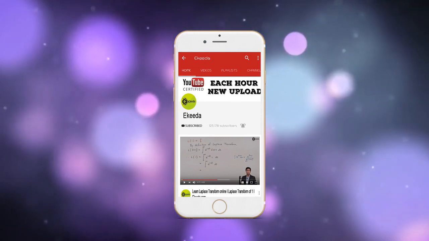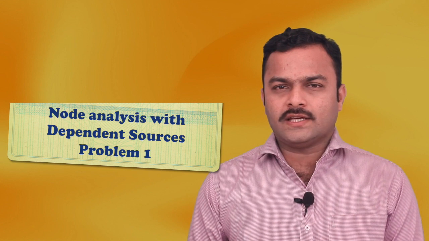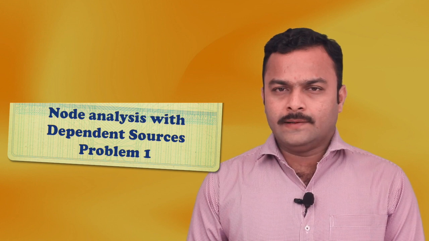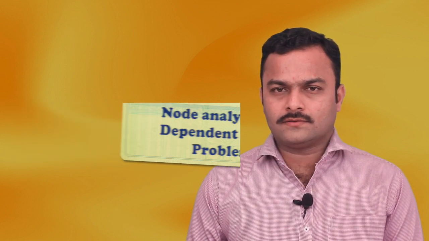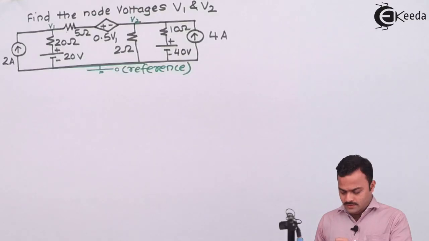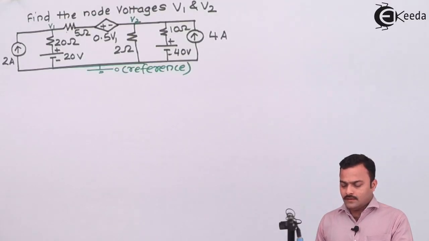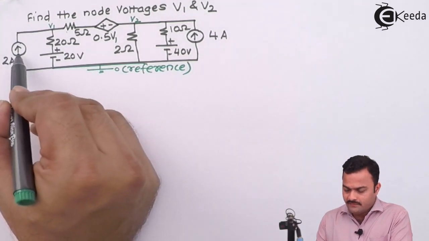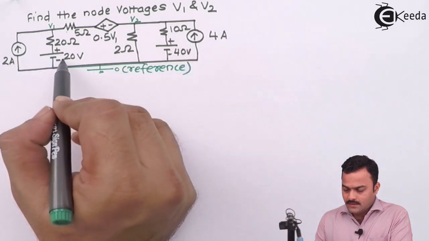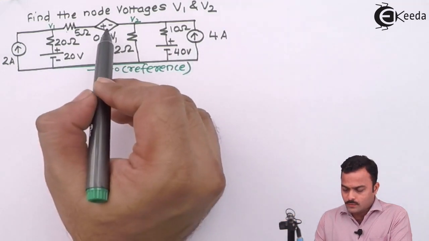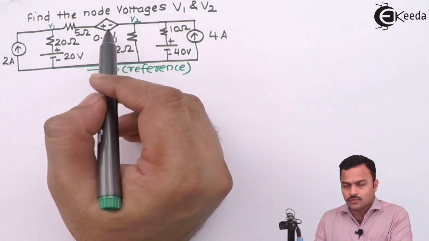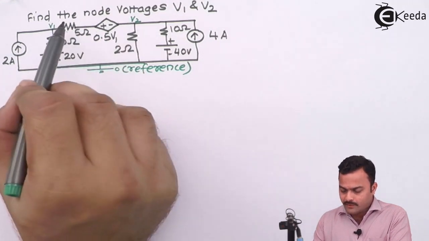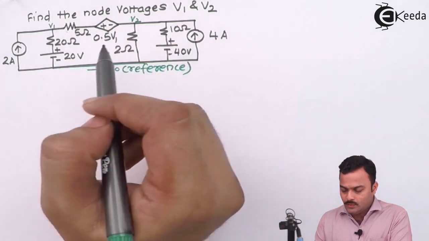In this video, we are going to see how to apply nodal analysis to a circuit which consists of dependent and independent sources both. So in this problem, we are having independent as well as dependent sources present. We have two independent current sources, two independent voltage sources and one voltage controlled voltage source, which is a dependent source, and the controlling voltage is the node voltage V1 only. We have to get node voltages V1 and V2 in the circuit.